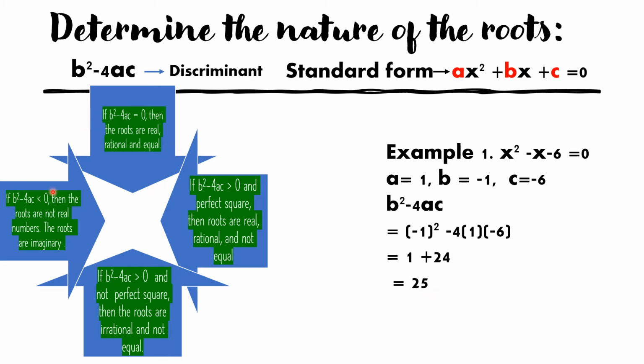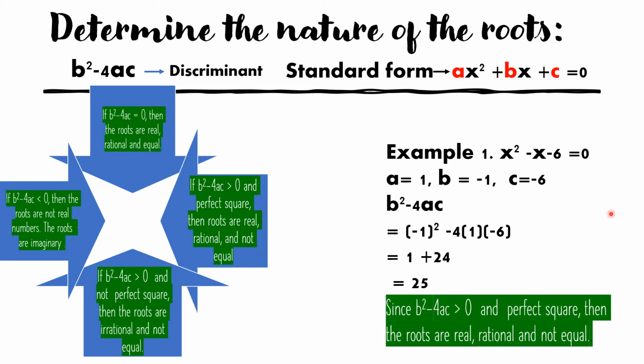So for your reference, the result of the discriminant is equal to 25, which is greater than 0 and, at the same time, a perfect square. Therefore, the roots are real, rational, and not equal.